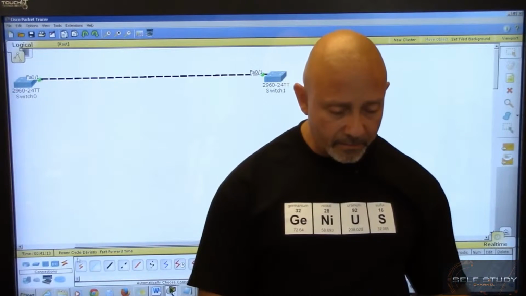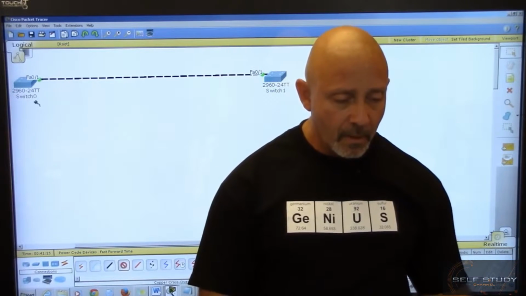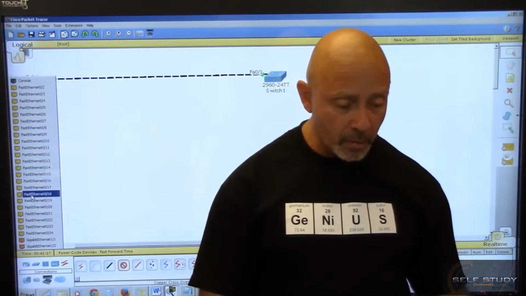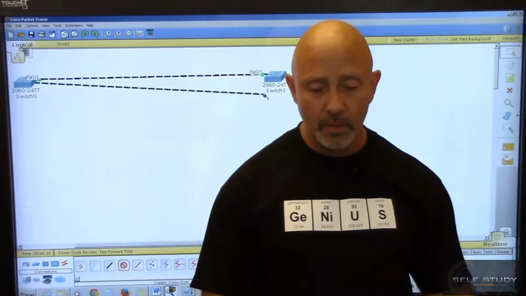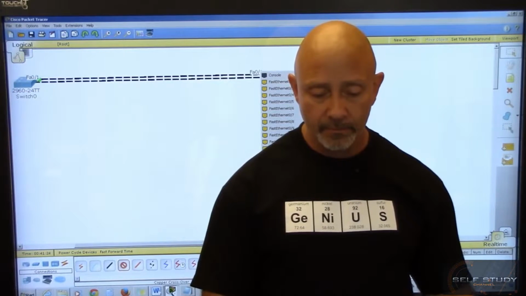What did I say? Oh yeah, gigabit port. All right, so I'm actually choosing a port. I choose gigabit. I'll use the last port. Gigabit 1/2 to Gigabit 1/2. Okay.